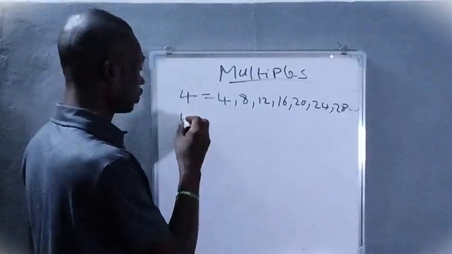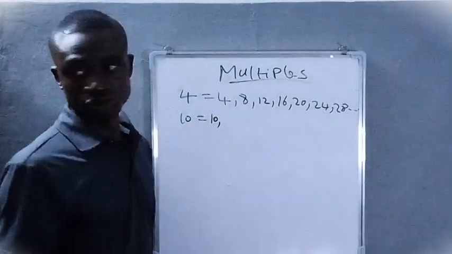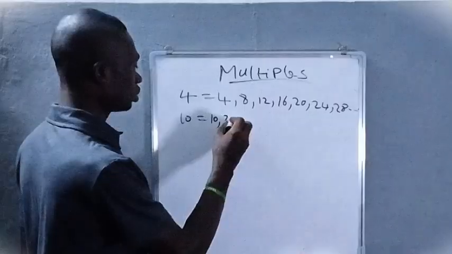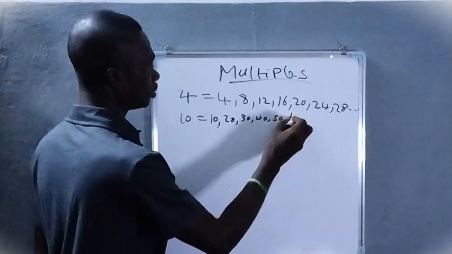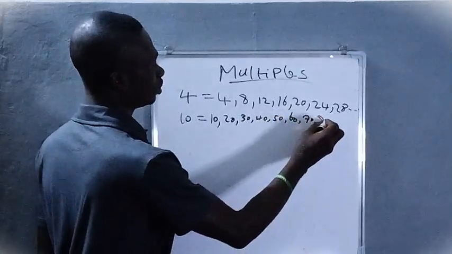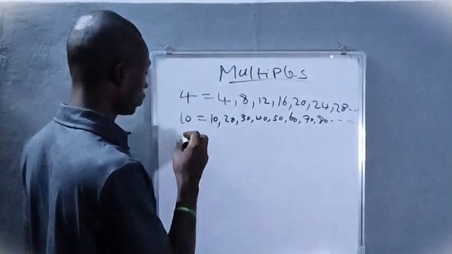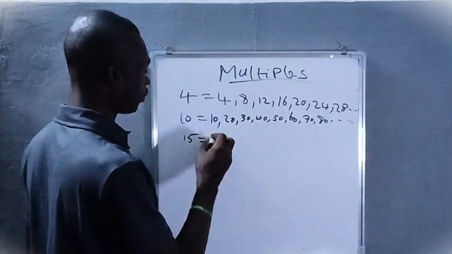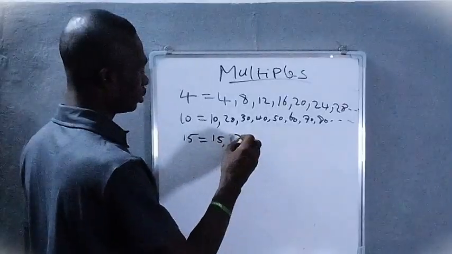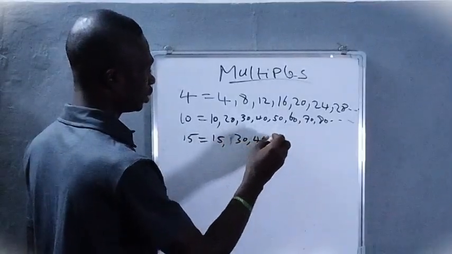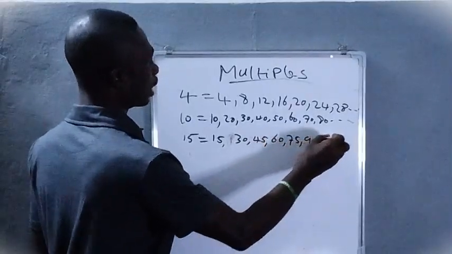Let's say you look at the multiples of 10. What are the multiples of 10? The first multiple of 10 is 10. Because 10 times 1 is 10. Another multiple is 20. You have 30, 40, 50, 60, 70, 80, and so on. You look at the multiples of, let's say, 15. The first multiple of 15 is 15. Another one is 30, 45, 60, 75, 90, and so on.